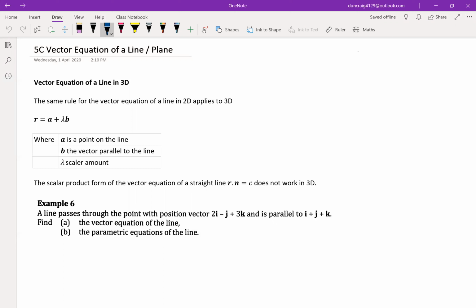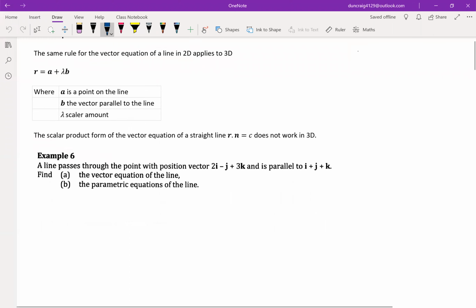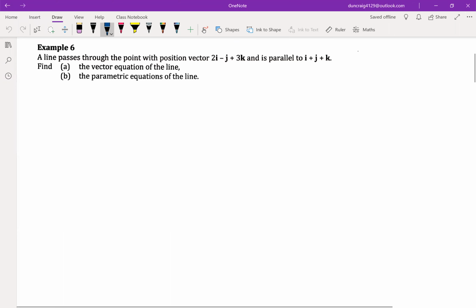Previously, when we were looking at vectors in 2D, the scalar product form of the vector equation of a straight line, r dot n is equal to c, that one does not work in 3D. So we're just using r is equal to a plus lambda b. So let's just have a look at a couple of questions here.